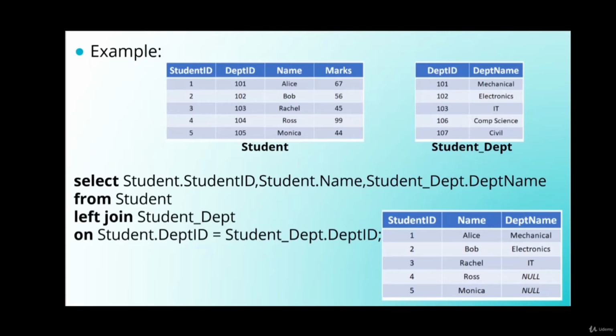So Alice belongs to the mechanical department. In this way it will check the remaining rows, and in left outer join it will accept null values as well. In the previous joins, since Ross and Monica had department IDs 104 and 105 which did not correspond to any department name, we didn't include their details. But in this case we have to include all the values from the left table since it is left join. So we'll have to include Ross and Monica as well, but since they do not have any department name, it will display null values over there.